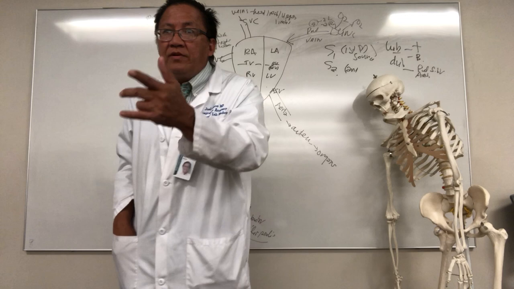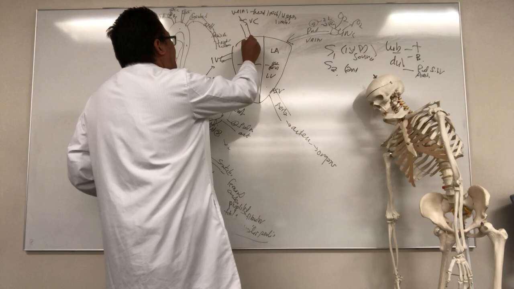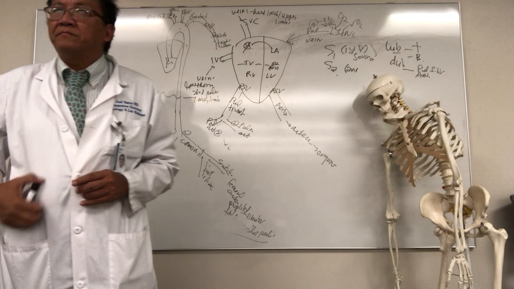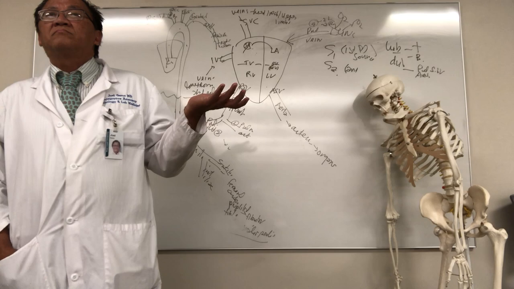SA node or AV node? SA. Okay. So remember, the SA node is here, and sends a signal to the left and the right at the same time. What kind of signal? Electrical signal or impulse. It goes to the muscles, or the myocardium. What does it do to the myocardium? Makes it contract.